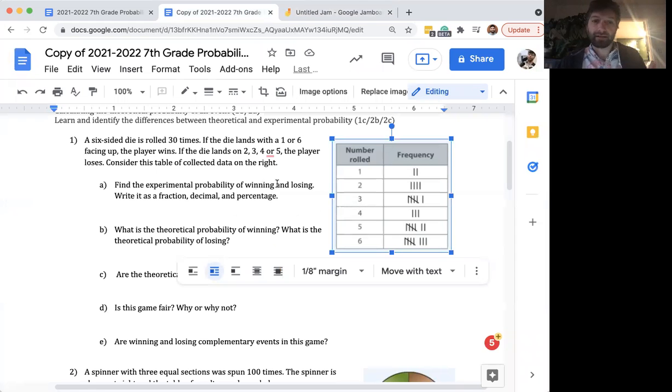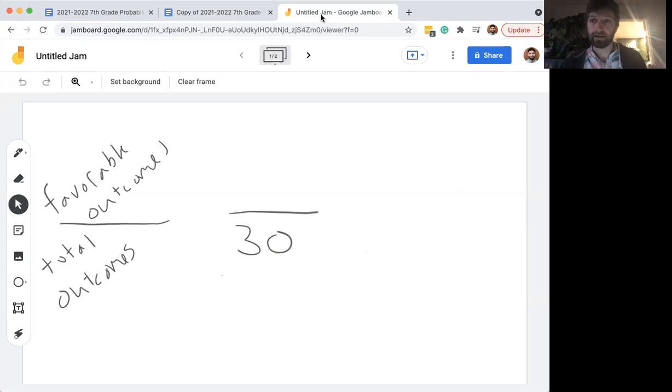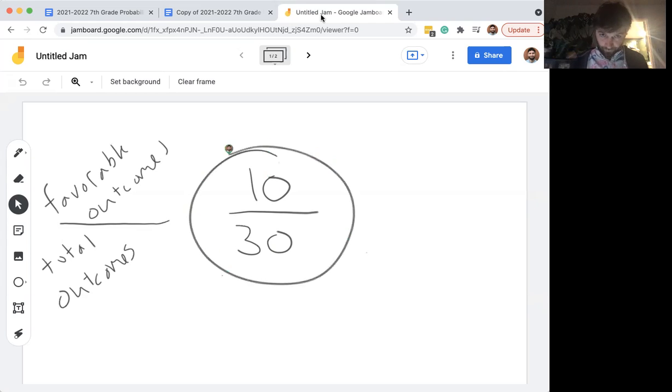And then it says, what was the experimental probability of winning? We'll start there. To figure out how you win, you roll a 1 or 6. A 1 happened 2 times, and a 6 happened 8 times. So together, that is 10 times that we won. It's the outcome we're looking for. So the experimental probability of winning was 10 out of 30. That's as a fraction.